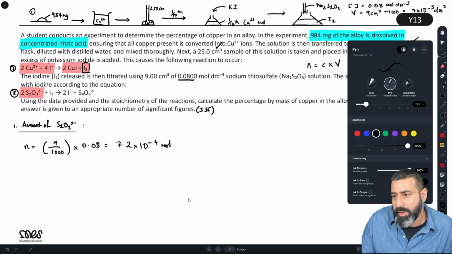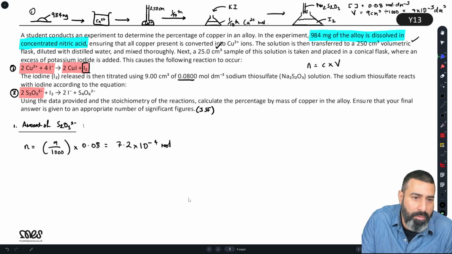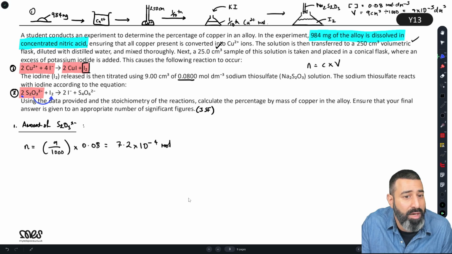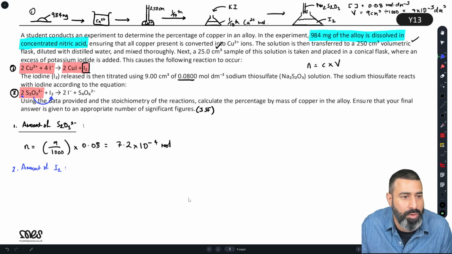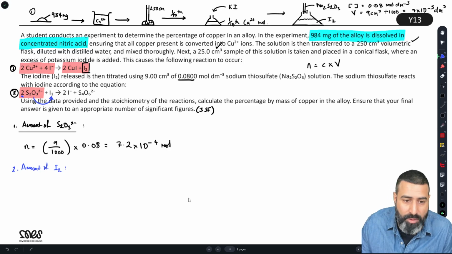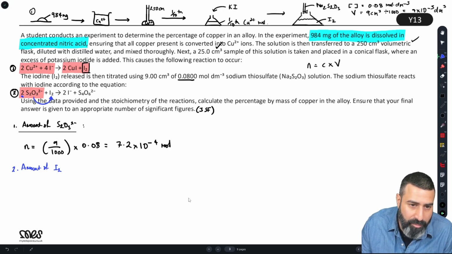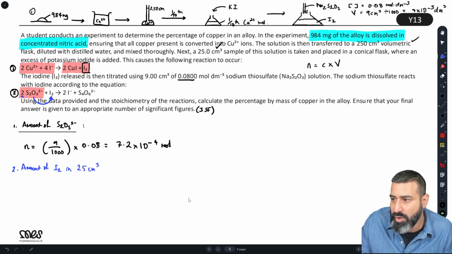Okay, with that information, what can I do? I can use the molar ratio now to work out the number of moles of I2. So what I do is the amount of I2. And the amount of I2 here is in 25 centimeters cubed. I'm just going to put that label, okay? It's going to be helpful. In 25 centimeters cubed.